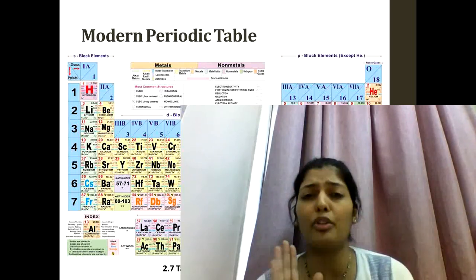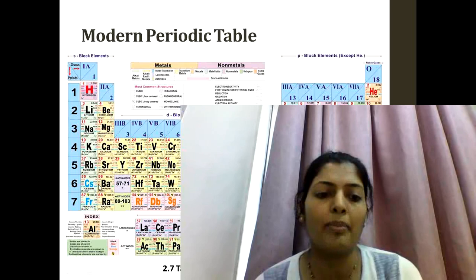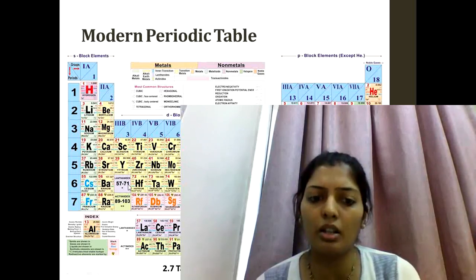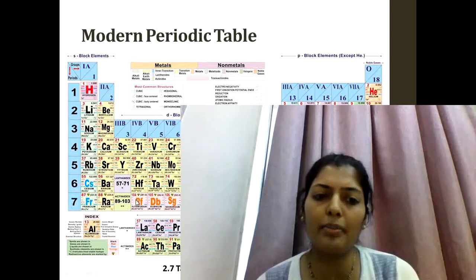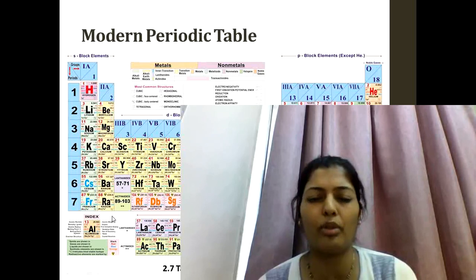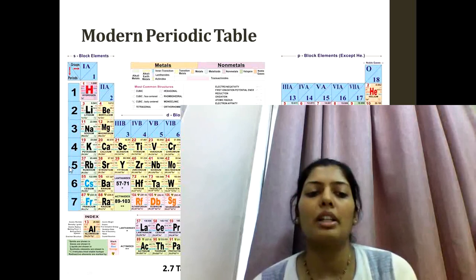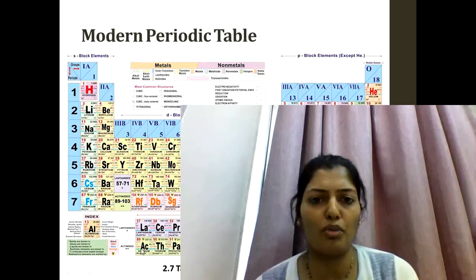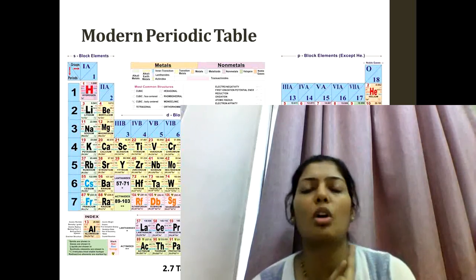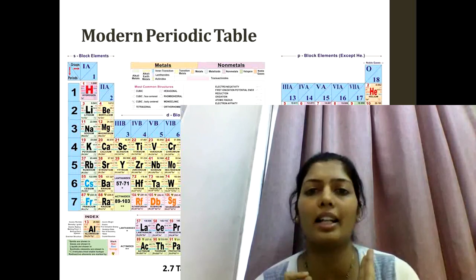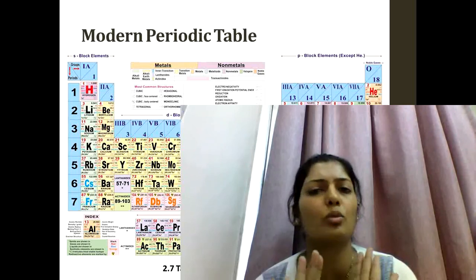1 mark ka question, if you are ever asked, what is the position of the lanthanide series? It's 6th period, 3rd group. The actinide series is 7th period and 3rd group. You have to remember that if asked the position of the lanthanide series and actinide series. So 7 horizontal rows, and 2 are placed at the bottom of the periodic table. There are 18 vertical columns, known as groups. Group 1 is called alkali metals, group 2 alkaline earth metals, group 17 halogens, group 18 inert gases, noble gases, or 0 group elements.